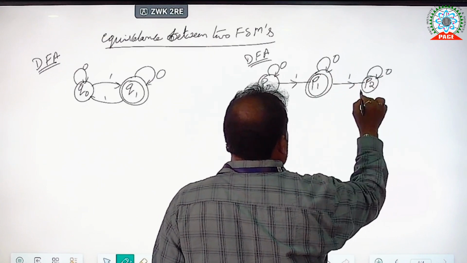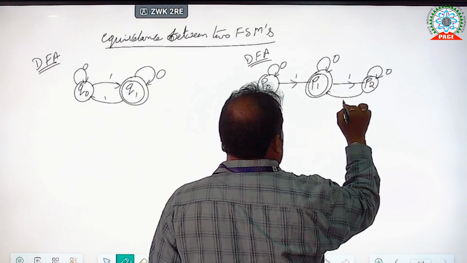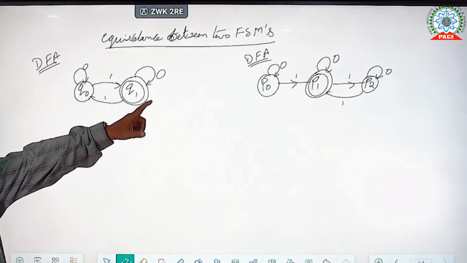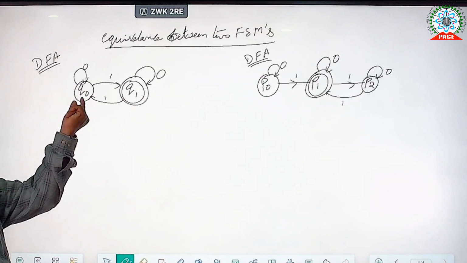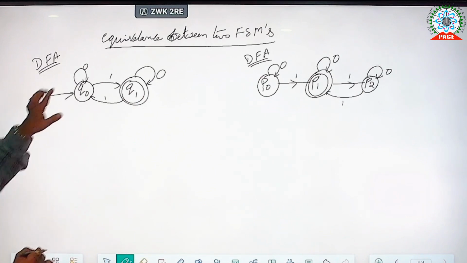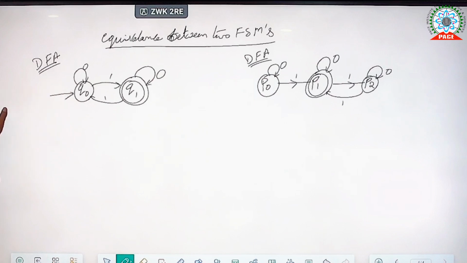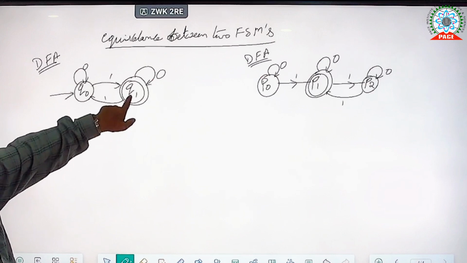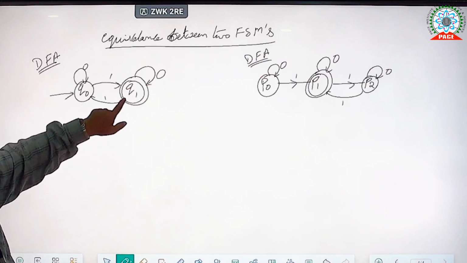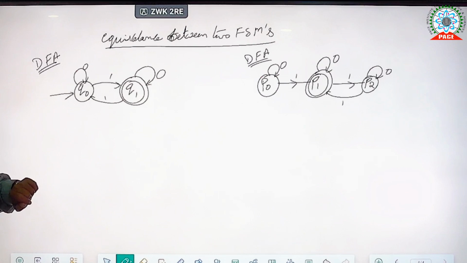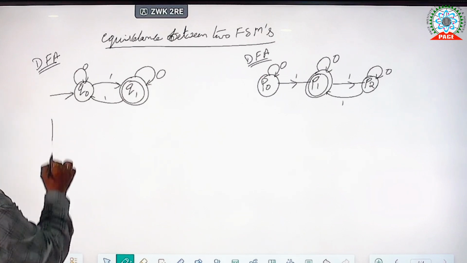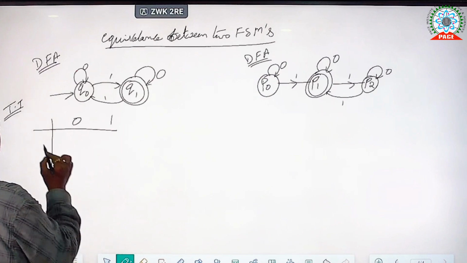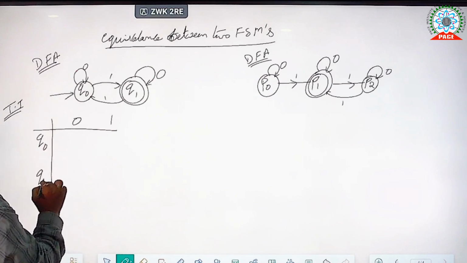So here I am taking two different DFA transition diagrams. Here Q0 has the starting state, with the 0 transition as a self transition, and Q0 has the 1 transition to Q1. Q1 has a self transition on 0, and Q1 has the 1 transition to Q0. Based on this, I am writing the transition table for the given diagram: Q0, Q1, Q0, Q1, Q1, Q0.